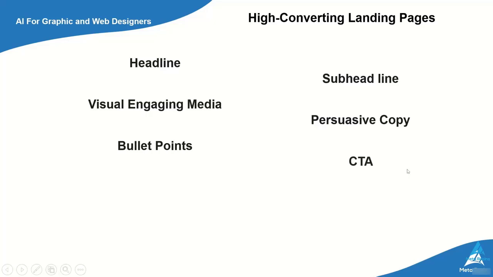CTA. Your call to action is the most critical element on the page. It should stand out visually using color and size and be action-oriented. The CTA should be clear and directly instruct the visitor on what action to take. Common CTAs include sign up, download now, and get started.